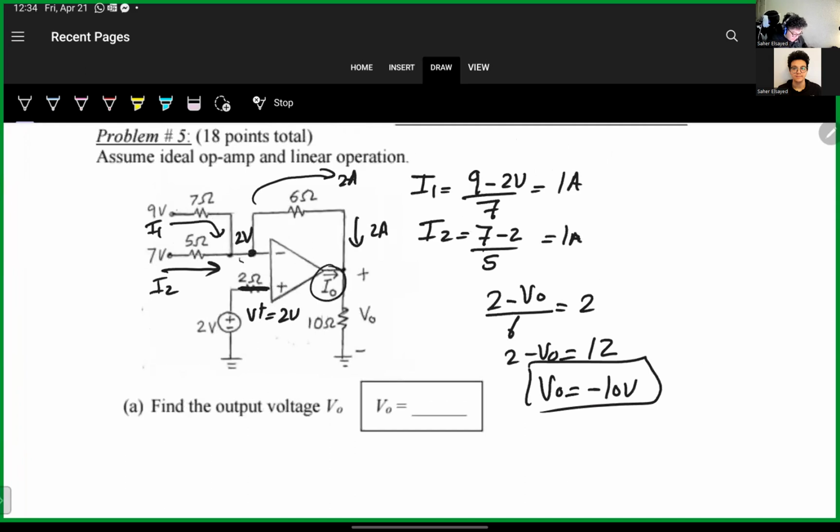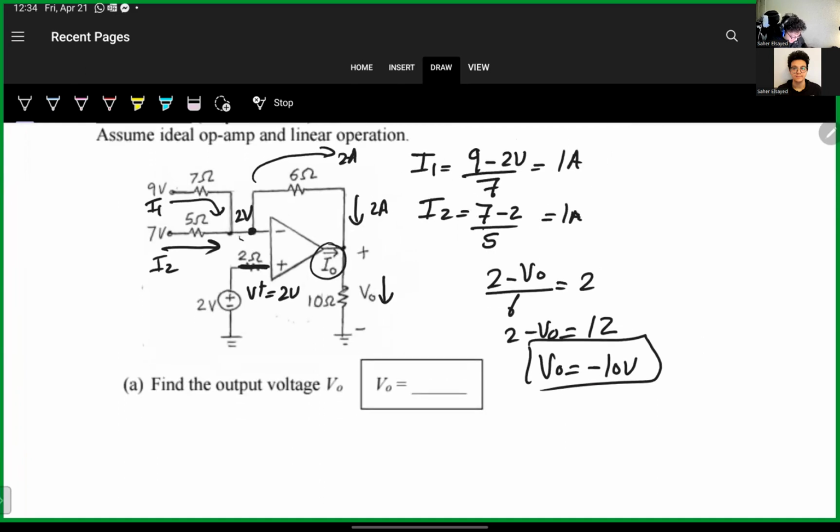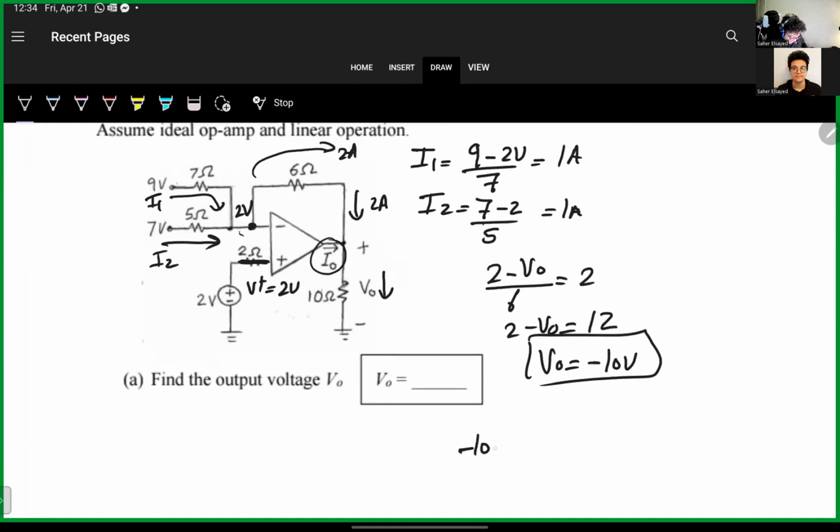Now we're trying to find I out. Let's figure out this one. We know V out is negative 10. So it's negative 10 minus 0 divided by 10 is this current here, I3. So that means it's negative 1. So let's do a small KCL here. 2 amps going in plus I out going in is equal to negative 1.